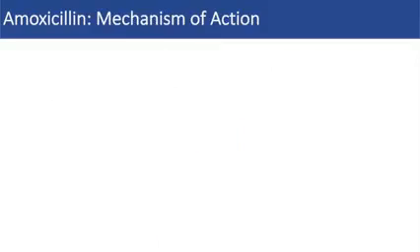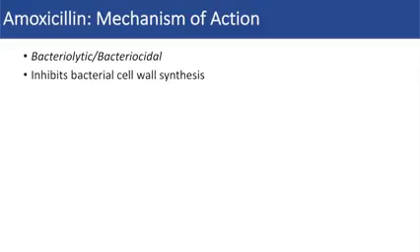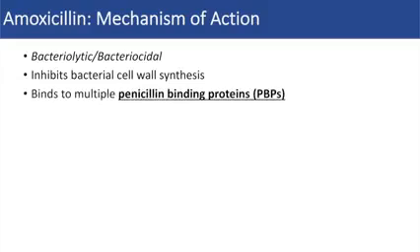So how does amoxicillin actually work? What is its mechanism of action? Well, first and foremost, amoxicillin is a bacteriolytic or bactericidal antibiotic, and it actually inhibits bacterial cell wall synthesis. It does so by binding to multiple penicillin binding proteins.